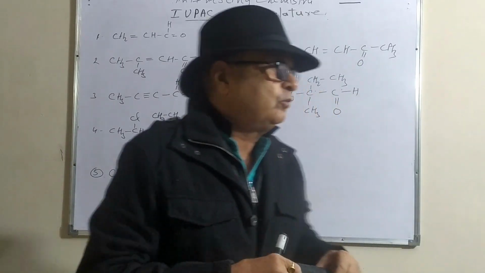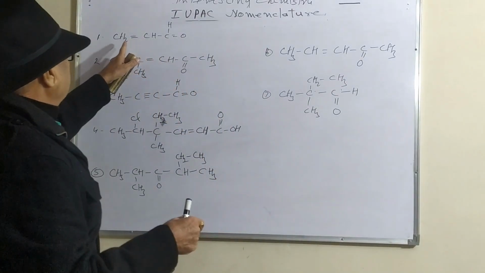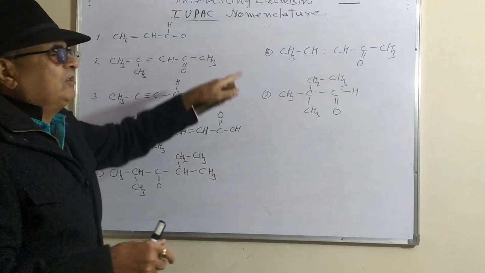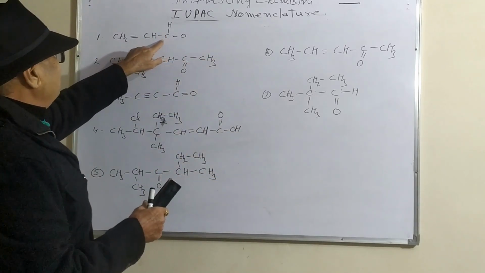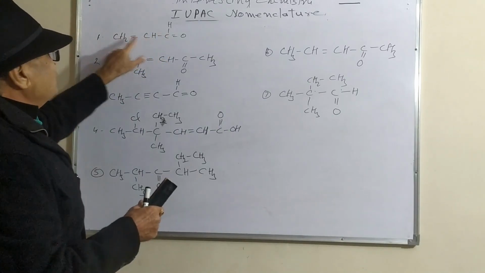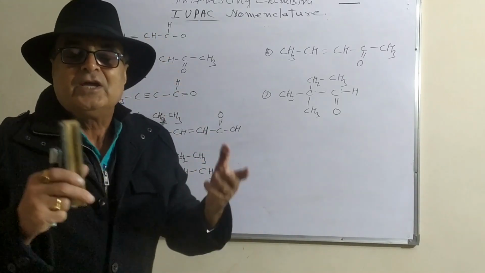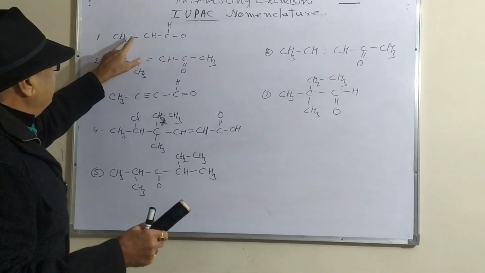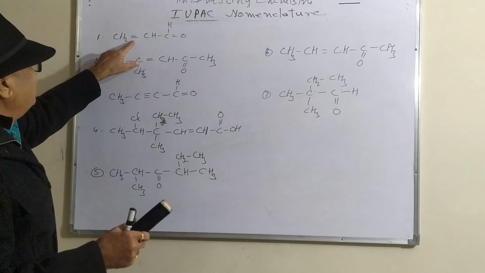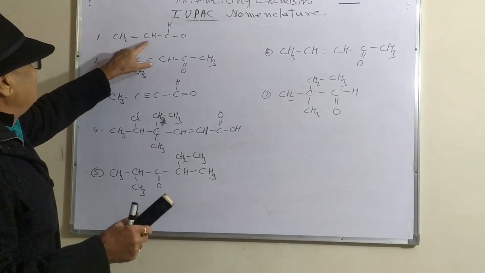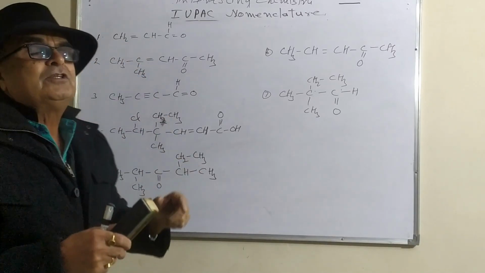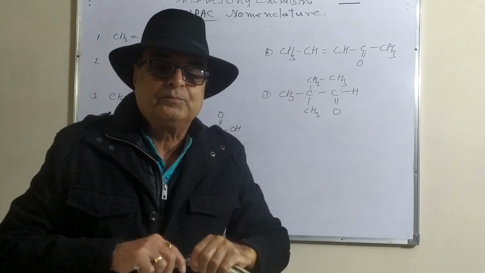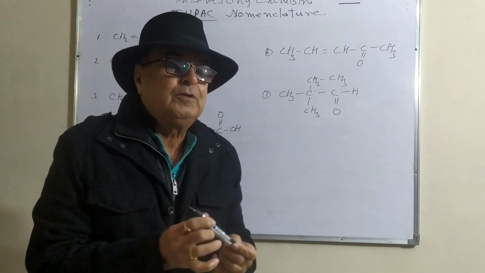So first of all, this is the compound. You will select the longest chain. There are 3 carbons in the longest chain, so the alk will be prop, and here you find a double bond. So the name of these 3 carbons with a double bond is propene. The parent compound of this compound will be propene.